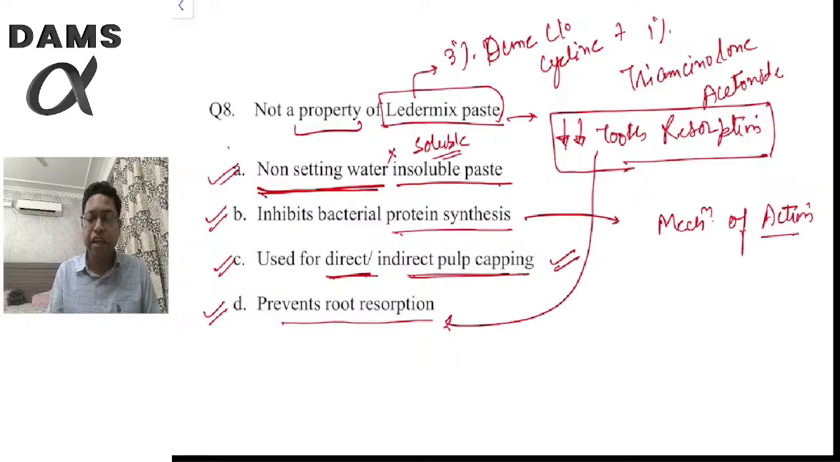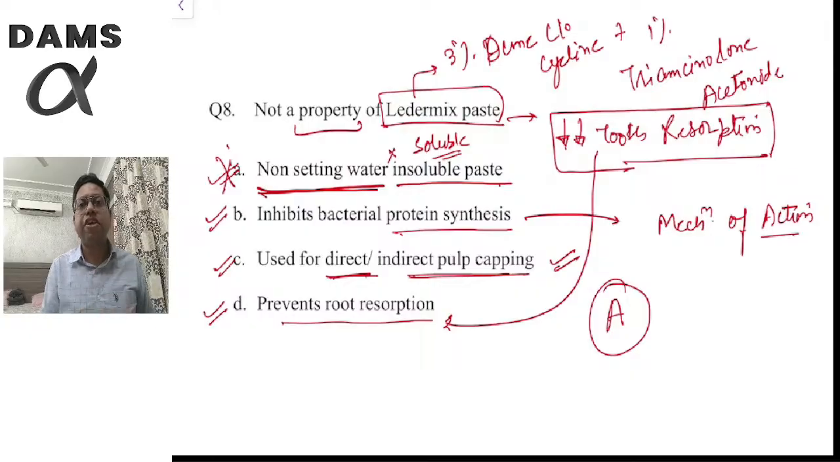So option A is a partially incorrect option. A is not a property of ladder mix paste. Ladder mix paste is a mixture of antibiotic and a steroid that is primarily used in cases of tooth resorption. It can also be used for vital pulp therapy like direct and indirect pulp capping. Its mechanism of action is that it inhibits the ribosomal protein synthesis of the bacteria, and it is a non-setting water soluble paste, not insoluble. Option A would be the answer here.